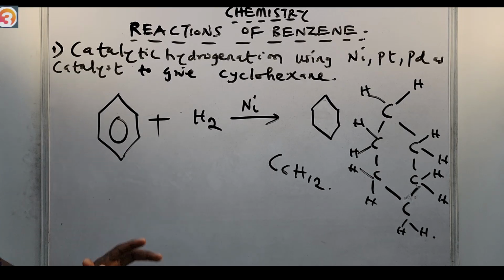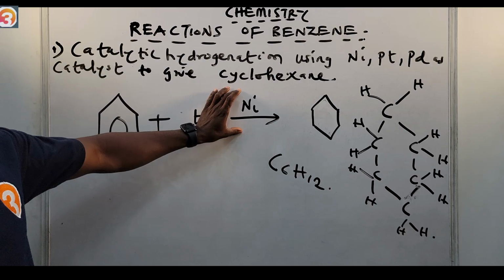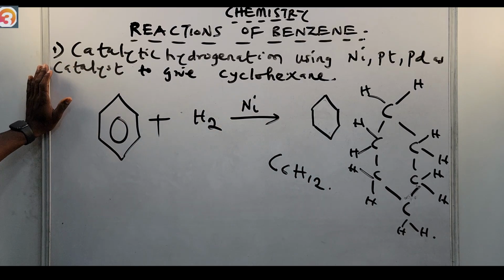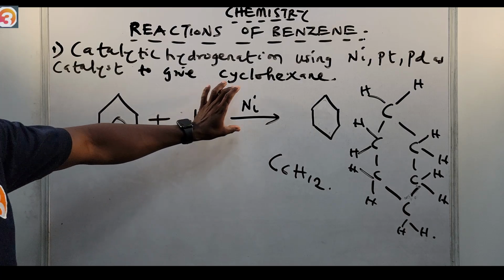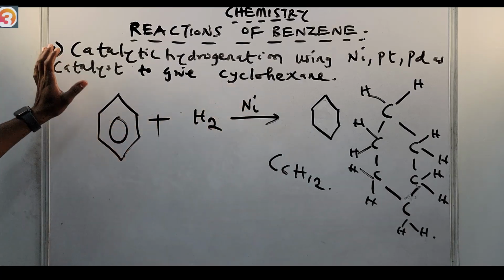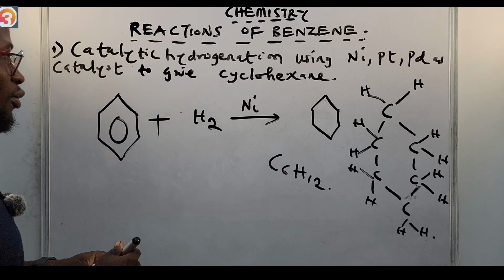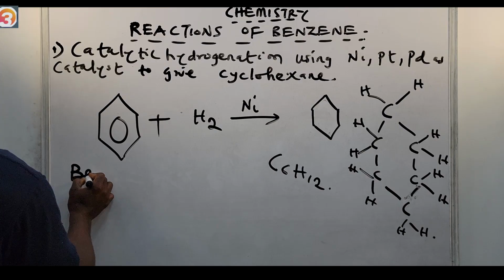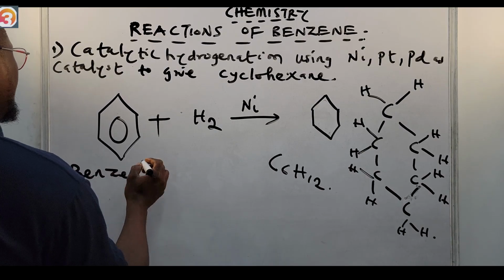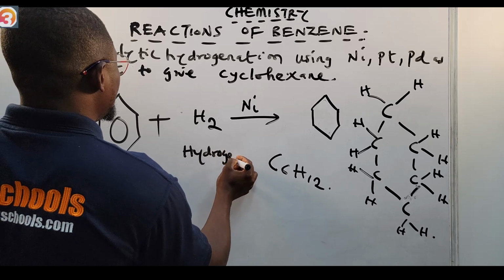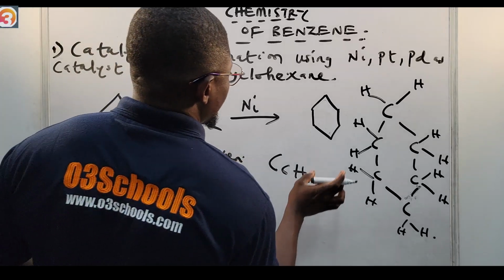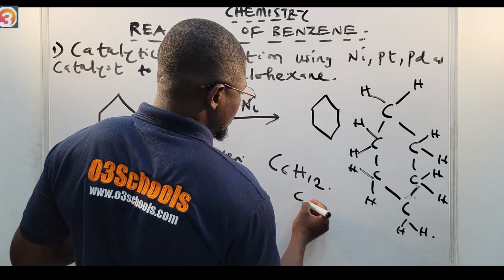And as you can tell already, the reaction happens in the presence of a nickel catalyst. Please, you must take note of that. So when hydrogen reacts with benzene vapor using a nickel catalyst, the product of that reaction is cyclohexane. So this is our benzene ring, then this is our hydrogen, and then this is our cyclohexane.